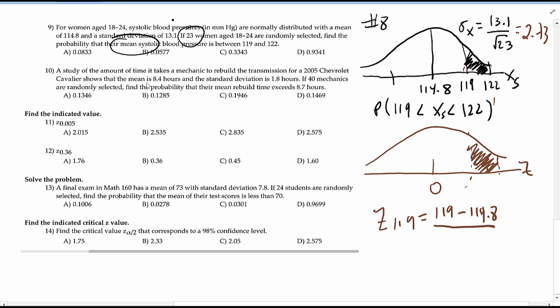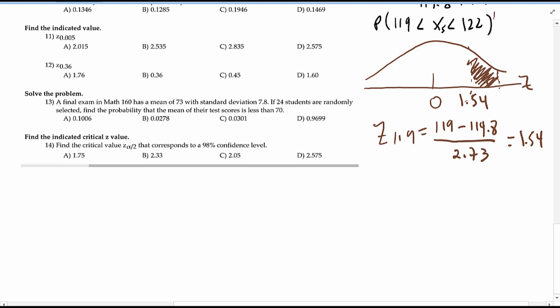So now we find the z-score of 119, which will be 119 minus 114.8 divided by 2.73. That gives me 1.54. So we got one z-score, which is 1.54.